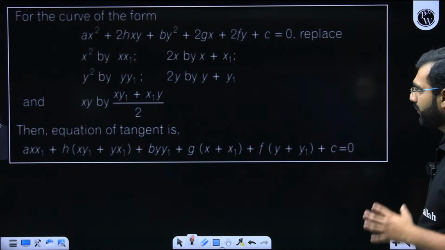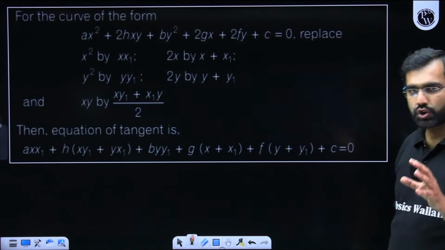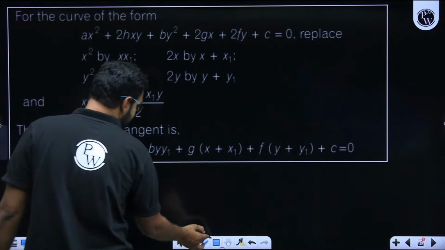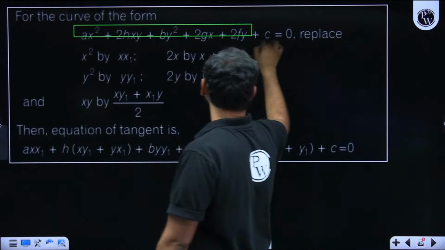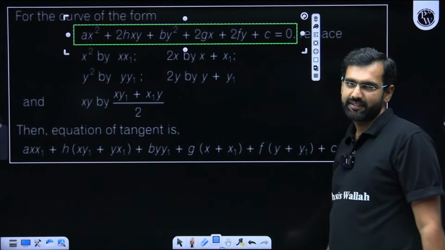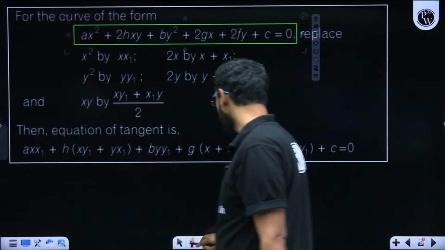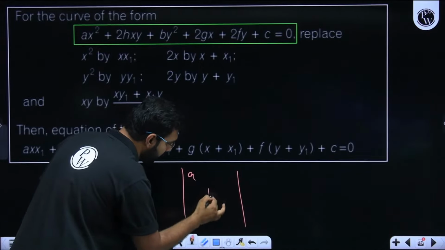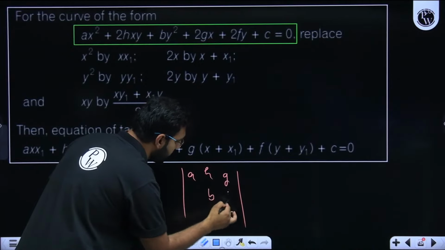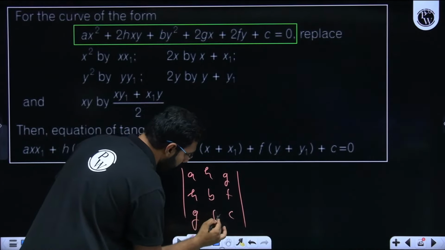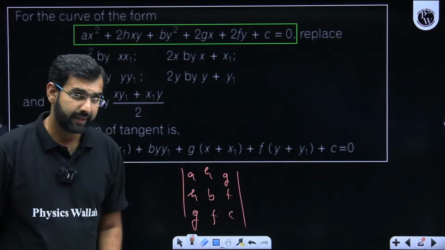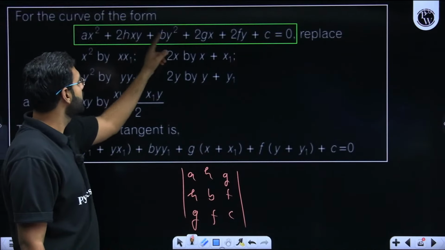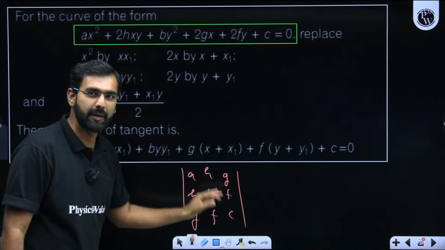Okay. Now from here, one thing you should remember from coordinate geometry's perspective: whenever you're dealing with a second degree curve, I hope you remember ax square plus 2hxy plus by square plus 2gx plus 2fy plus c equals 0 could represent either a pair of straight lines or a conic. So we remember it like this: A, B, C on the diagonal, H, G, F here and here. Symmetric matrix it is.